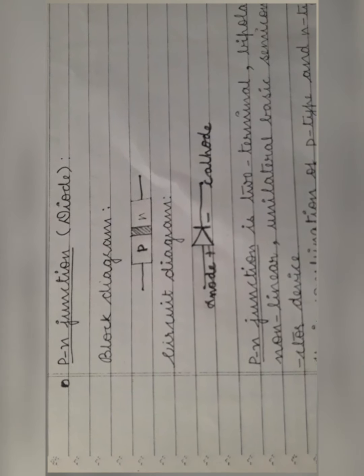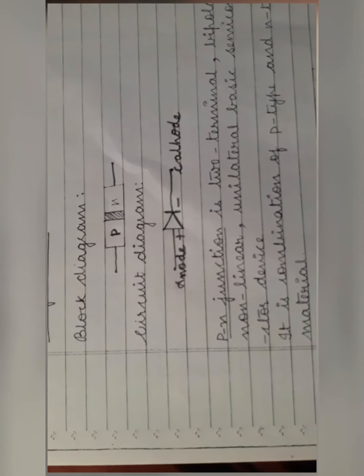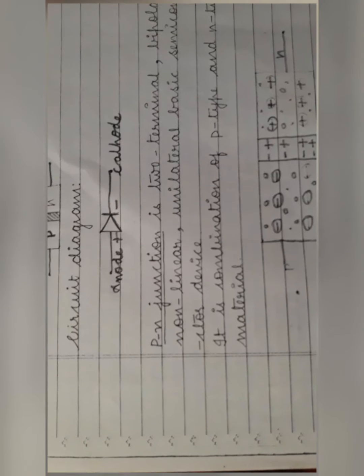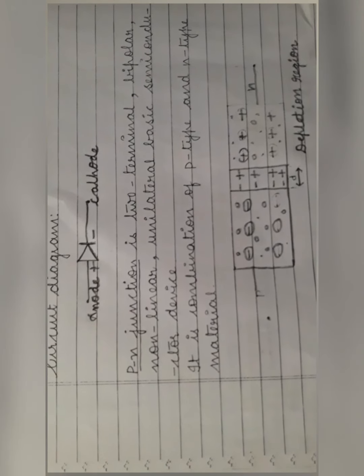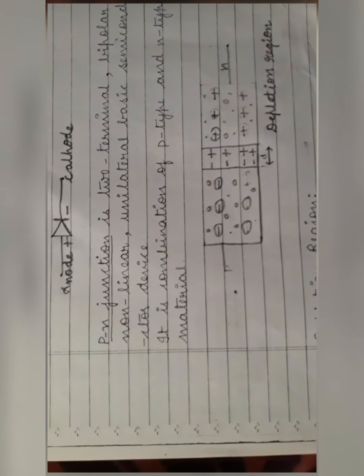Now we study the PN junction diode. In the figure we have shown the block diagram of the PN junction diode, and this is the circuit model of the PN junction diode. The positive side is also known as the anode, and the negative side is also known as the cathode. The PN junction is a two terminal bipolar nonlinear unilateral basic semiconductor device. It is a combination of p type and n type material.